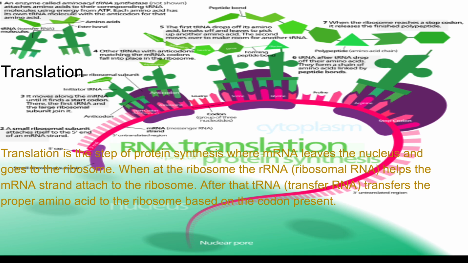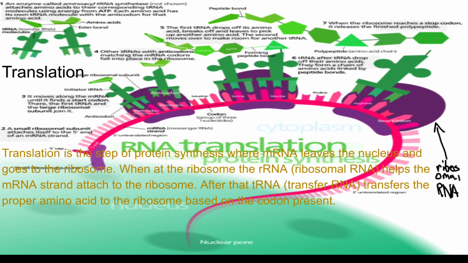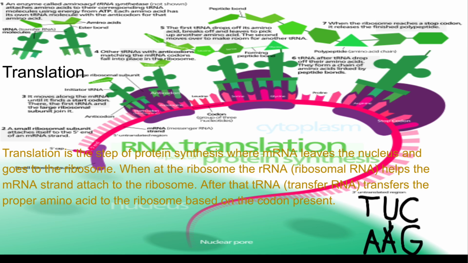Now on to the second step of protein synthesis. Translation. Translation is the step of protein synthesis where mRNA leaves the nucleus and goes to the ribosome. When at the ribosome, the rRNA, ribosomal RNA, holds the mRNA strand attached to the ribosome. After that, tRNA, transfer RNA, transfers the proper amino acid to the ribosome based on the codon present.